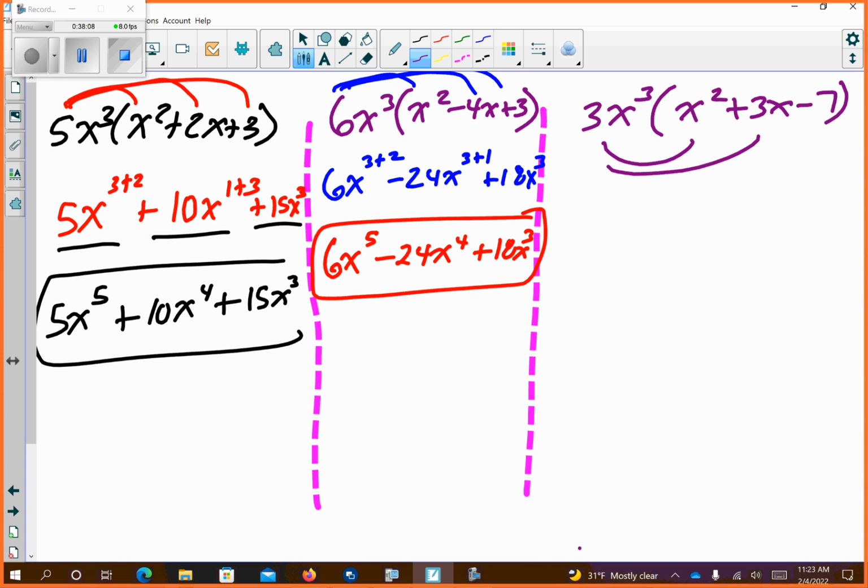This one, again, we're going to distribute over. So I'm going to get 3x to the third times x to the second. So add the exponents. So 3x to the fifth plus 9x, x to the third times x to the first is x to the fourth, minus 21x to the third.